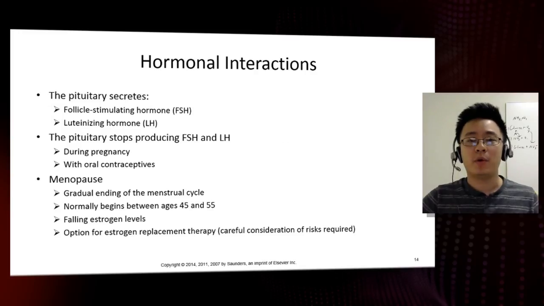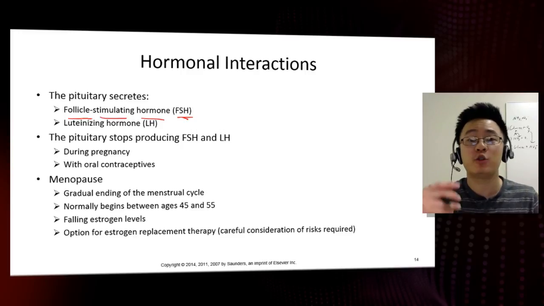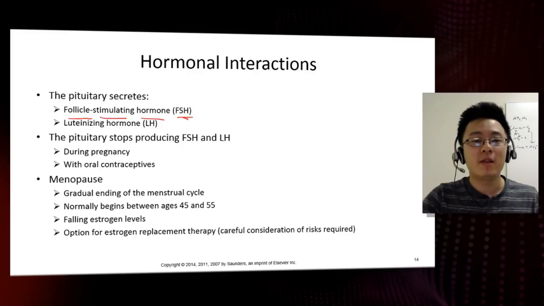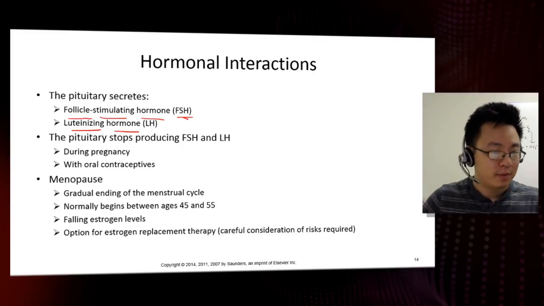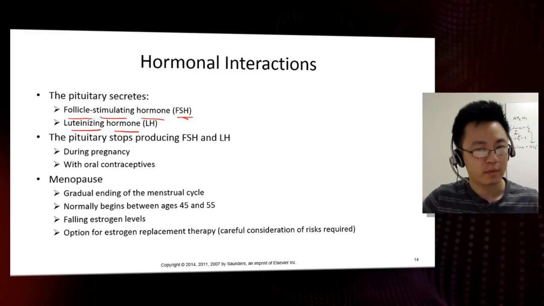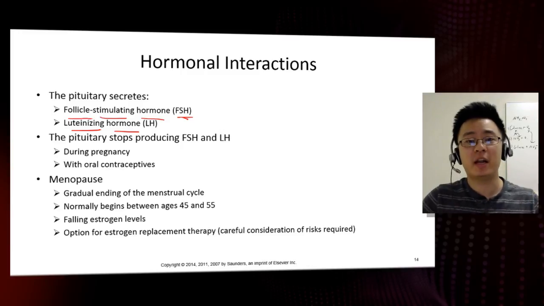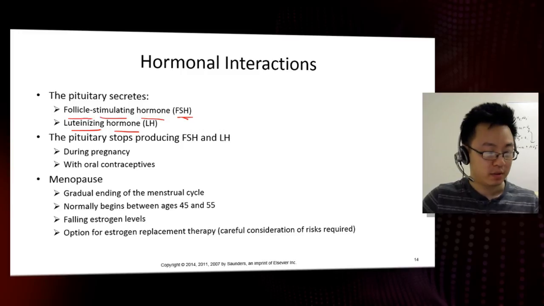Now let's go ahead and talk about some of the hormonal interactions here. There's the pituitary gland, and the pituitary gland here secretes follicle-stimulating hormone, abbreviated here as FSH, which helps to maintain and manage those follicle cells. And another one here is luteinizing hormone, known as LH. Now, the pituitary gland stops producing FSH and LH during pregnancy or with oral contraceptives.